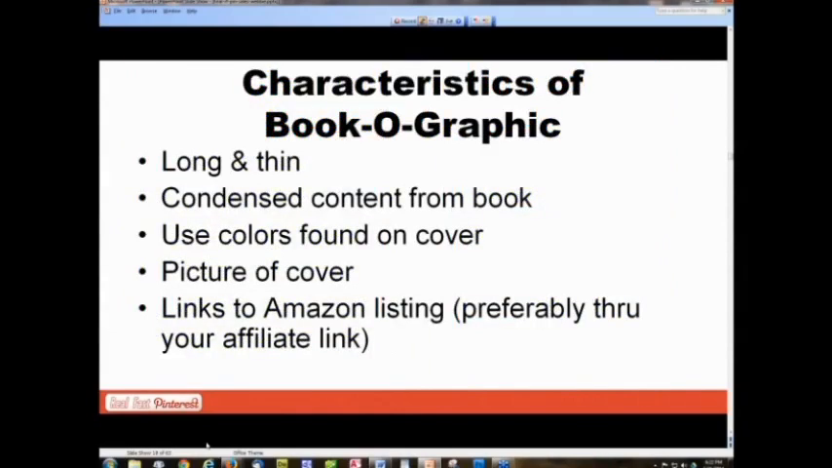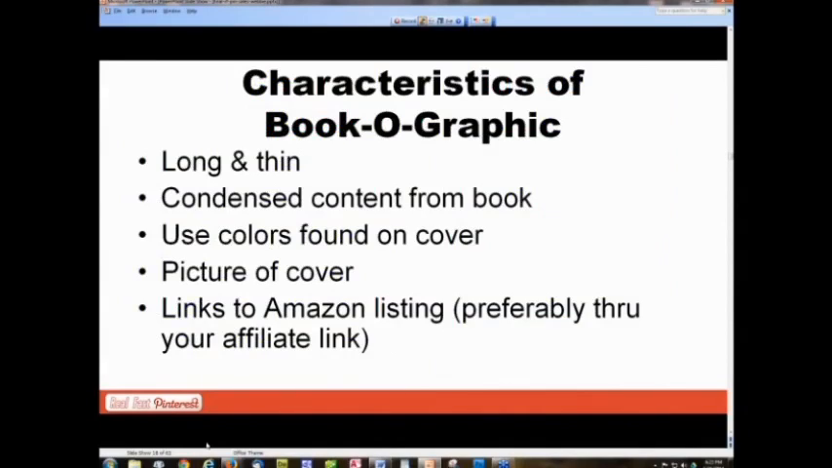So the characteristics of a bookographic, and this is one of the key things that is great for content sharing, is sharing anywhere from 5 to 20 tips that you like. From your book, if you're a book author, but if you're not a book author but you're a content creator in some way, or you have a website that's selling gizmos, you probably have 10 tips on how to use the gizmo. So you take that content and create anywhere from 5 to 20 tips, condensed content from your book. You use the colors found on the cover.